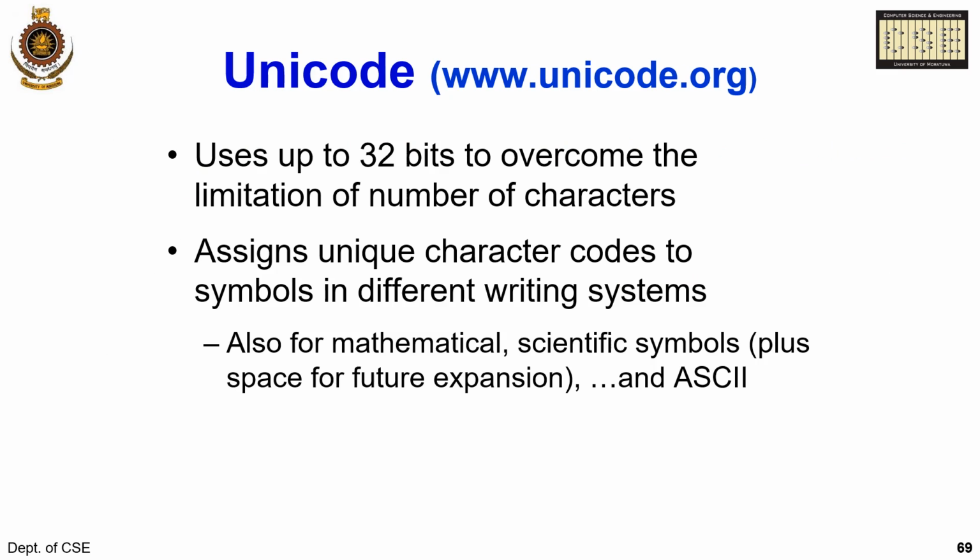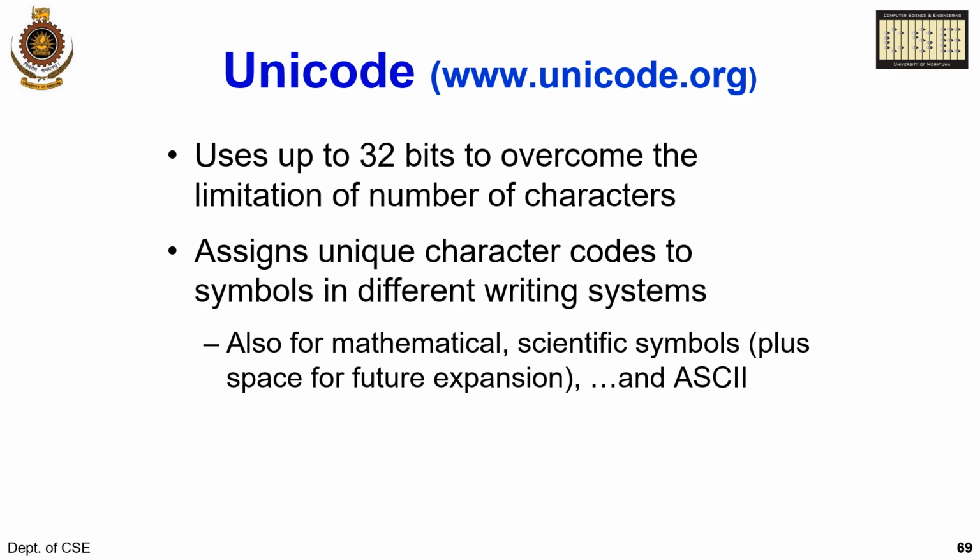In order to overcome the limitation of ASCII, right? ASCII has only 128 characters. So that's a limitation. To overcome that limitation, Unicode was proposed. So Unicode has 32 bits. Each symbol has 32 bits. So in ASCII, we had 2 to the power 7 number of characters. In Unicode, we have 2 to the power 32, which is a very large number that can easily support all the different writing systems in the world. That includes mathematical symbols, different scientific symbols, right? And it still has space for future expansion, right?